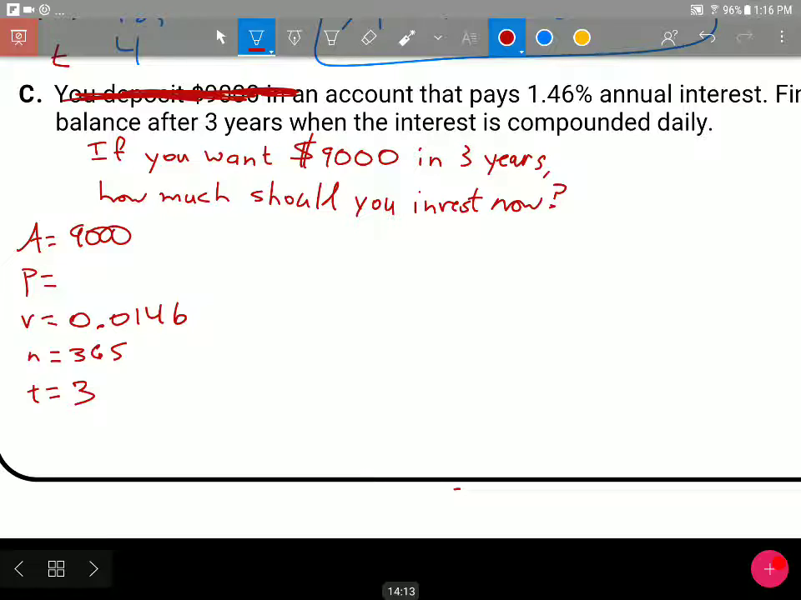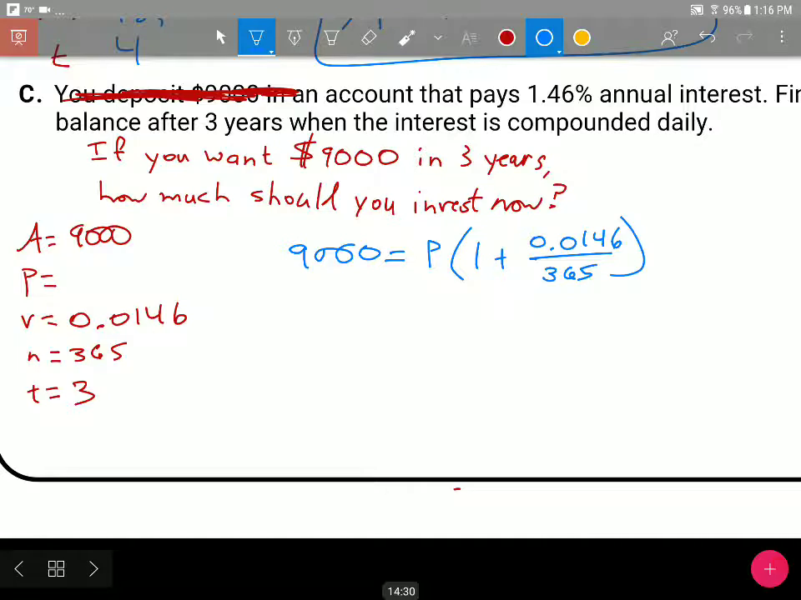All right, so in this case, we're solving for P. So fill it all in. 9,000 equals P times (1 plus 0.0146 over 365) to the 365 times 3. Cool. Anybody got any qualms with that?